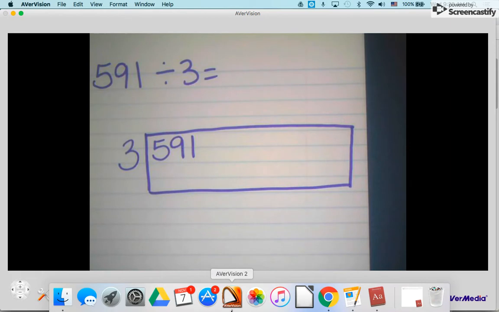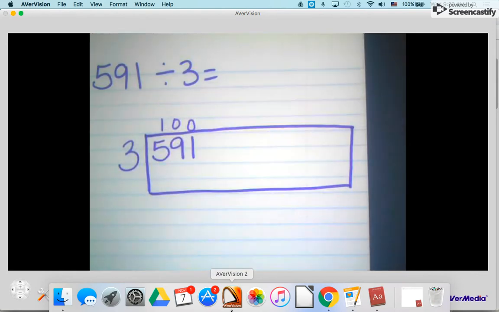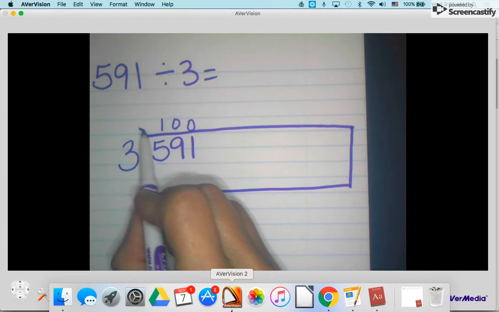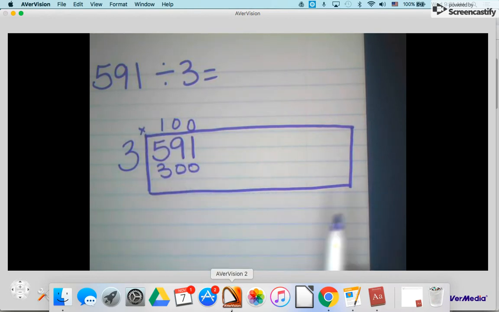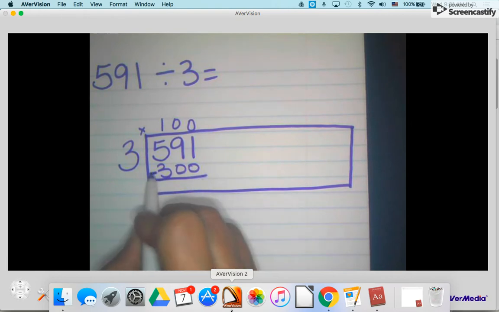Okay, so let's think about what would 100 times 3 be? 300. And I have enough to take out 100 groups of 3. So I'm going to write 100 on the top. And then I'm going to multiply. 100 times 3 is 300. And what do I do next? Then you're going to subtract.